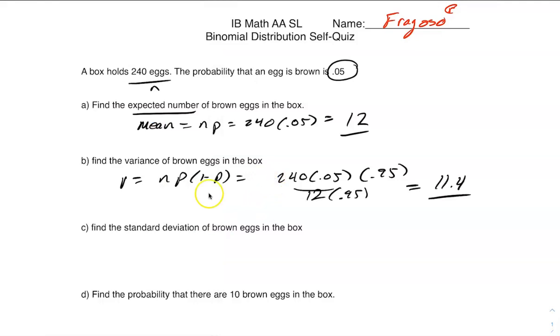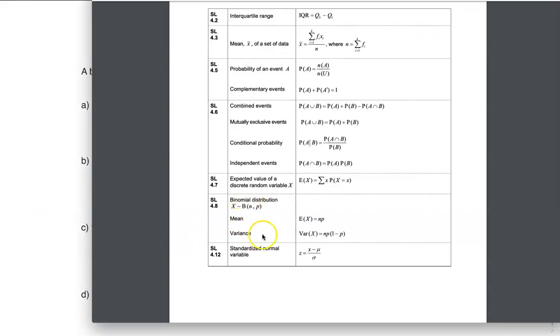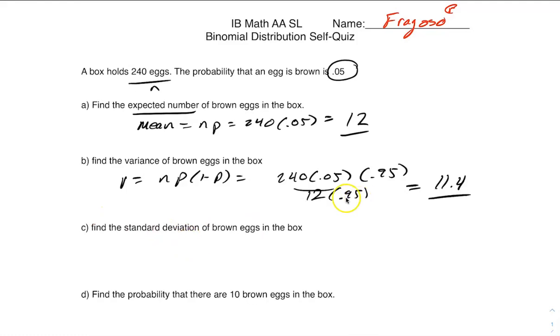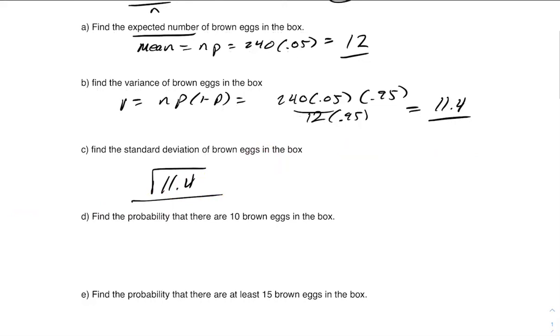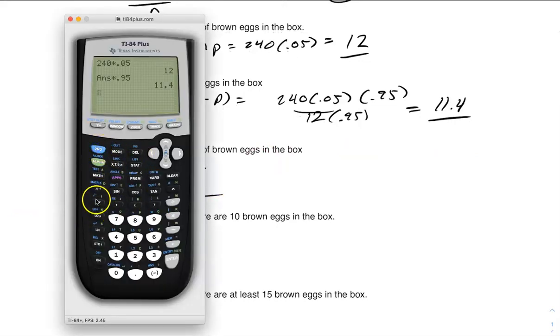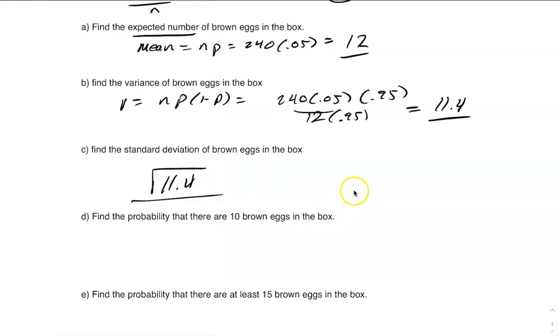So that's the variance. Now what's the standard deviation? Remember, that's on your formula sheet. We can check it, right? No standard deviation, not for this. So how do we find it? Remember, variance and standard deviation are related. Variance is bigger. Since I have the variance, I can take the square root to find the standard deviation. So square root of 11.4 is 3.38.